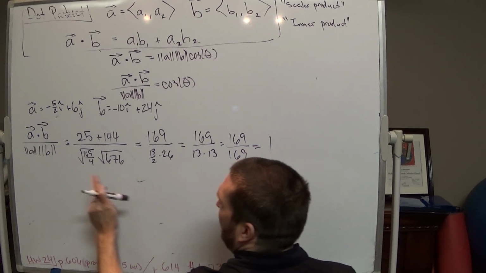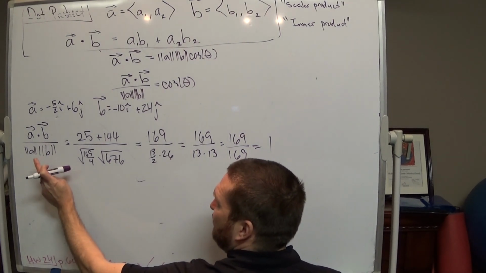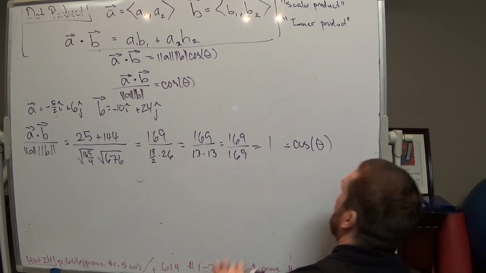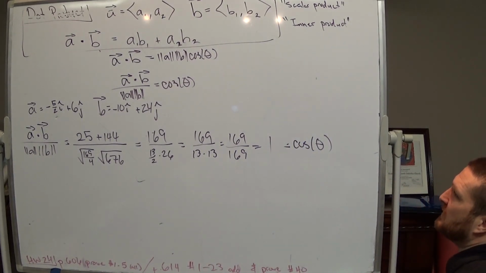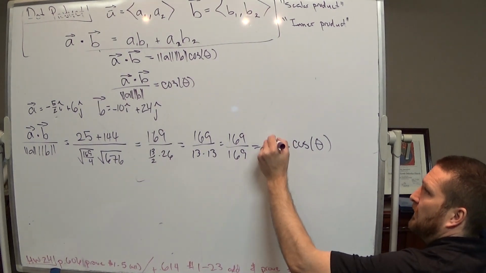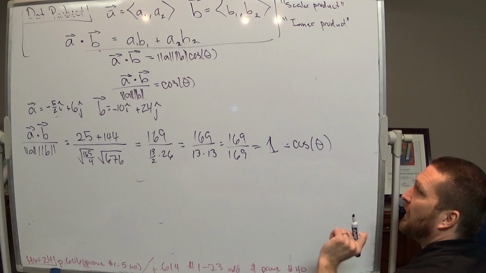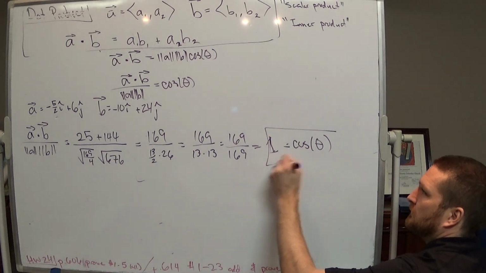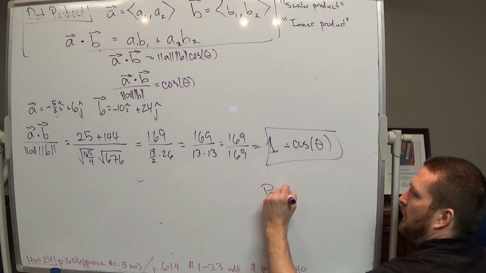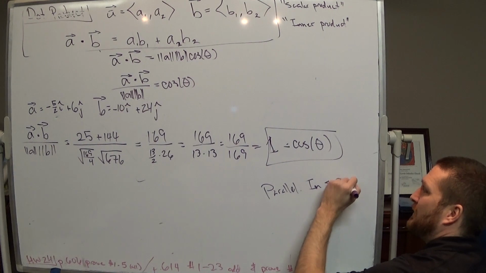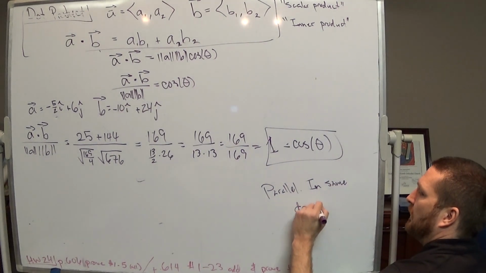So that is the same thing as cosine theta, where theta is the angle between those two vectors, which means that, is it parallel? Yeah, that's the only way. So it is parallel. Is it in the same direction or the opposite direction? Same. Parallel and in the same direction if it's 1. Minus 1 would be the opposite.